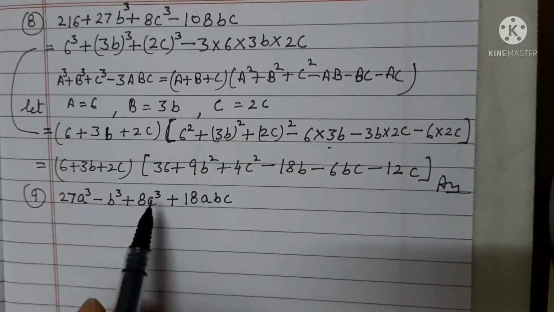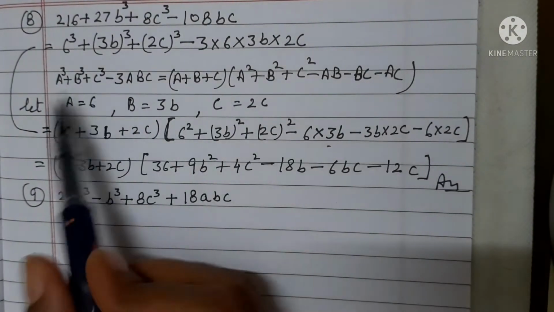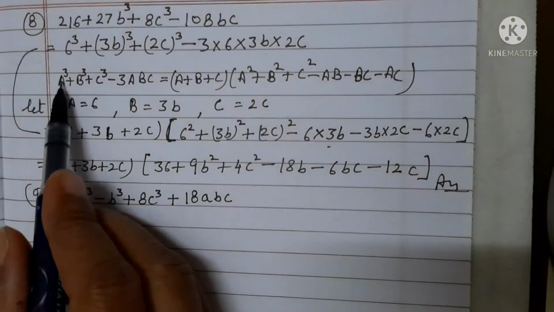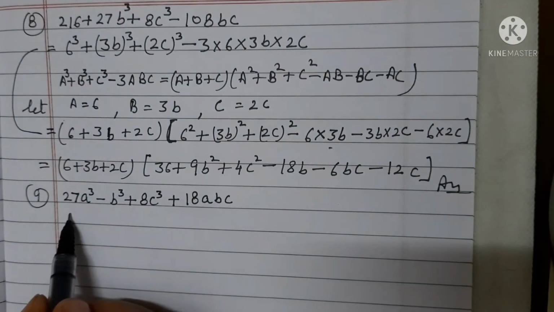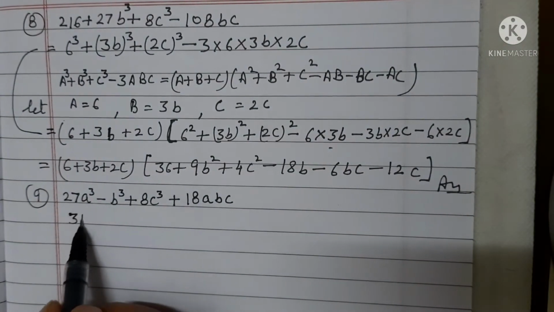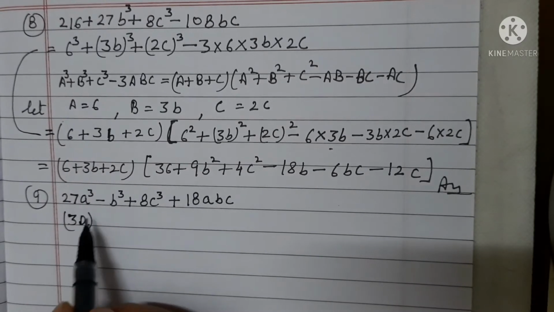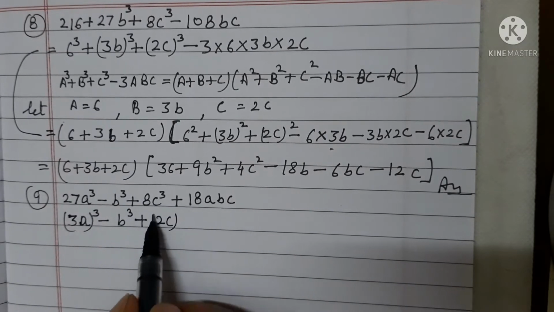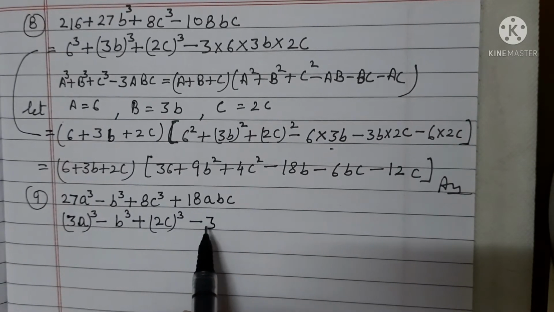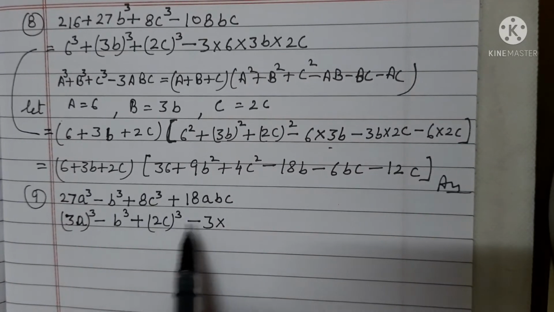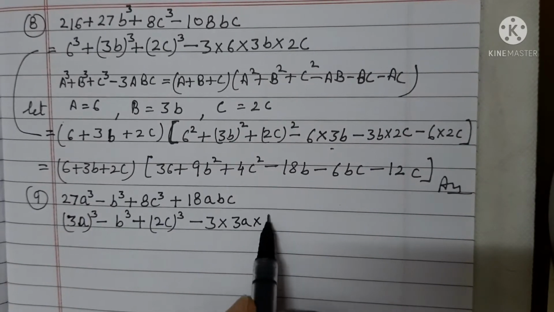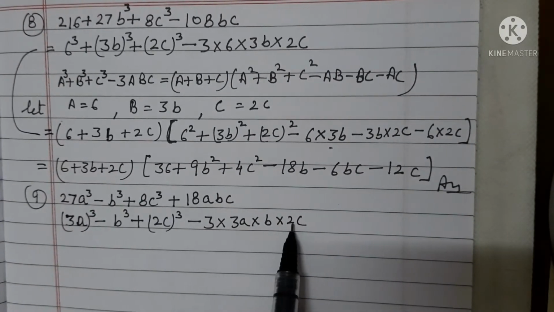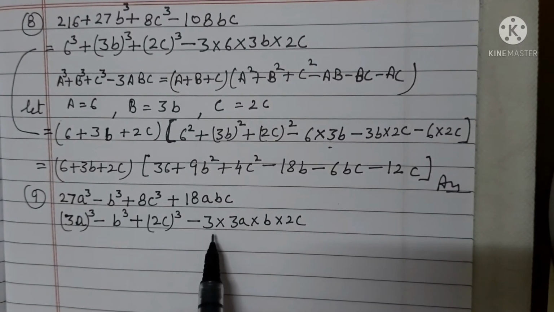Question number 9 is the same. We will use this identity. So substitute the value here. A cube means 3 3s are 9, 3 are 27. So you can write it 3 small a whole cube minus b cube plus 2c whole cube minus 3 into abc, 3 into 3a into b into 2c. Now check it, 3 3s are 9, 2 9s are 18abc.